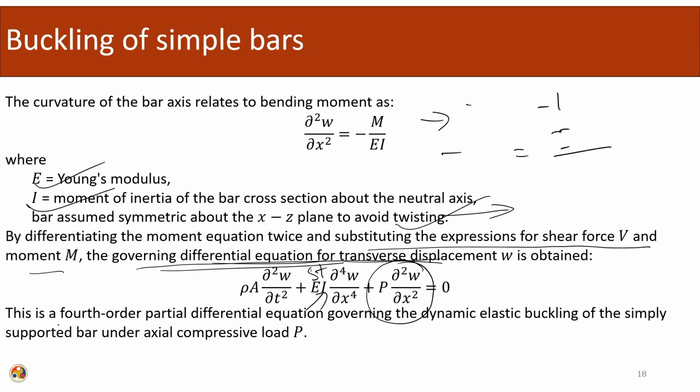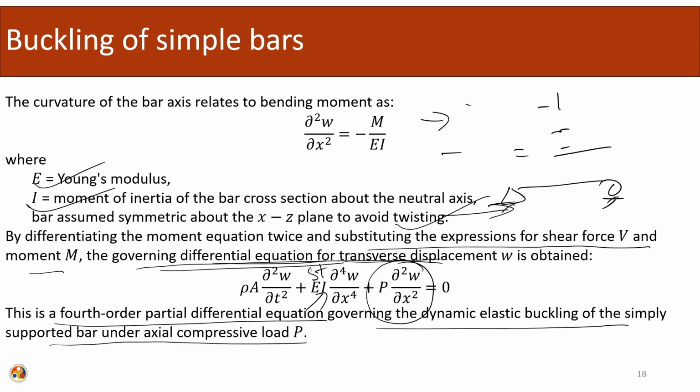So, this is a fourth order partial differential equation, and it governs the dynamic elastic buckling of the simply supported bar under axial compressive load. The external load is axial, and it will try to cause buckling in the bar, and it will mimic the effect such that it looks like a vibration is occurring due to an externally applied lateral load. This is why it is known as vibration buckling.